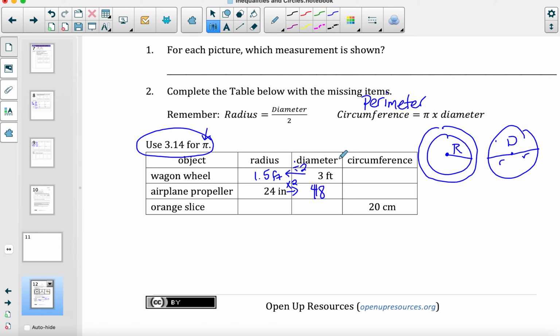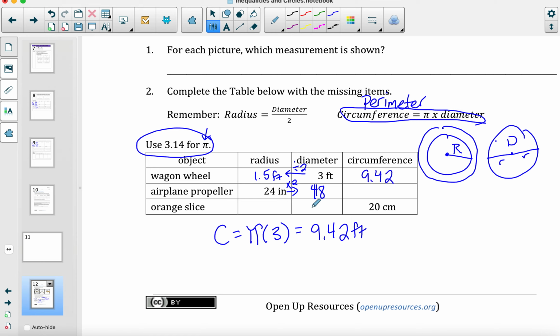So I'm measuring the outside edge of that circle, right? Okay. So circumference is pi times diameter. We learned that yesterday. So for the wagon wheel, circumference is pi times diameter. I'm going to multiply by 3 for that diameter, okay? And it tells us in our problem up here, it says 3.14 for pi. So when I multiply that, I get 9.42 feet, okay? So 9.42 would be my circumference.